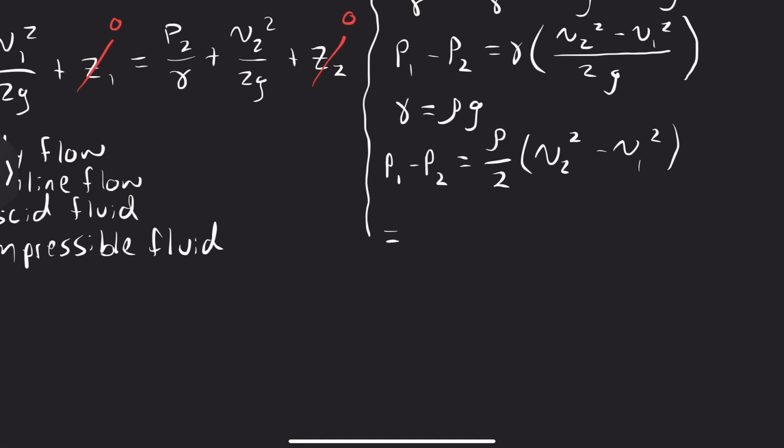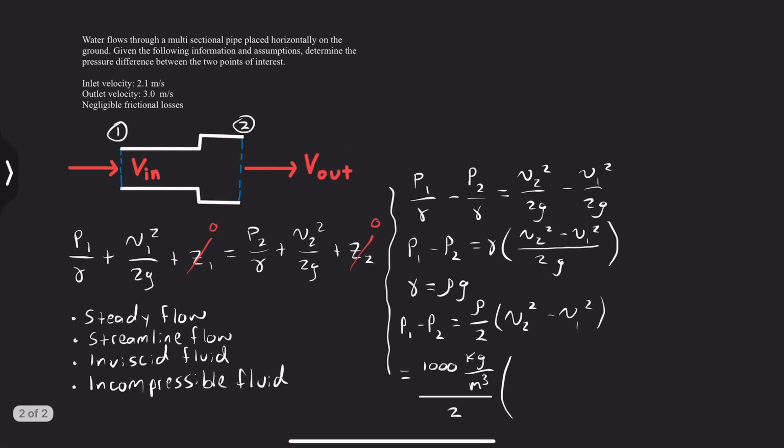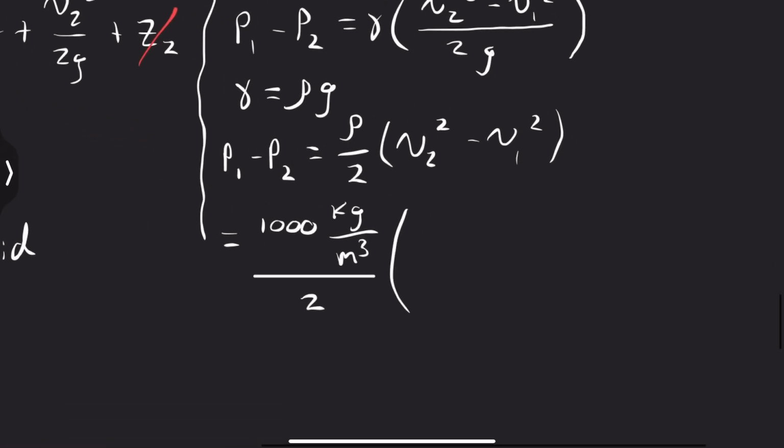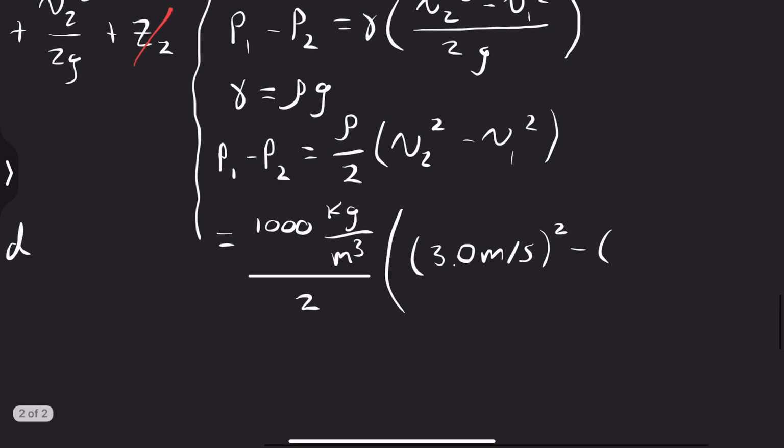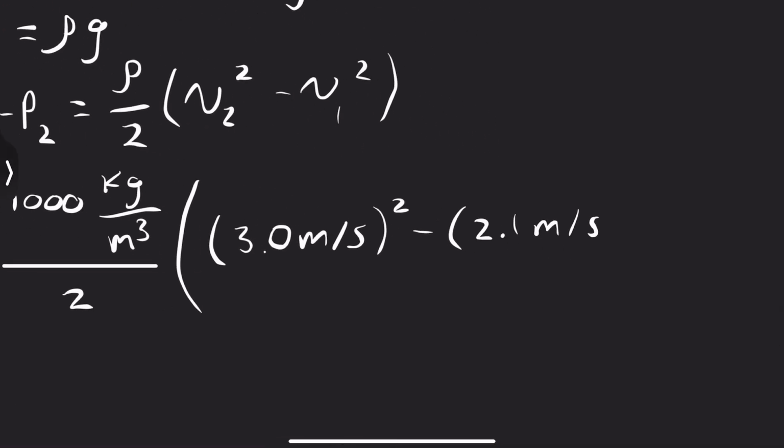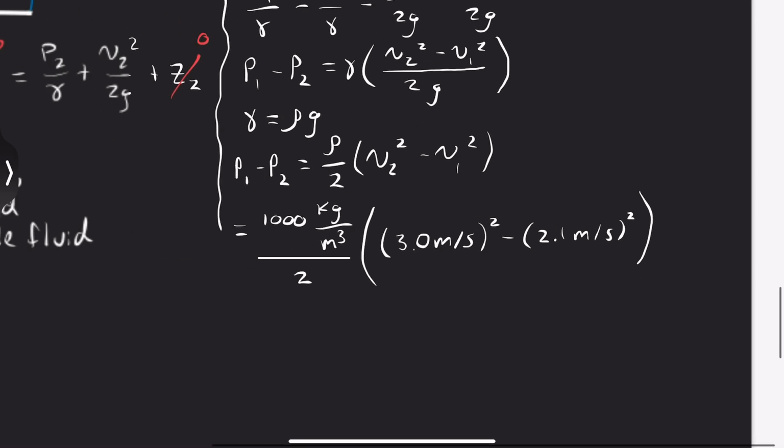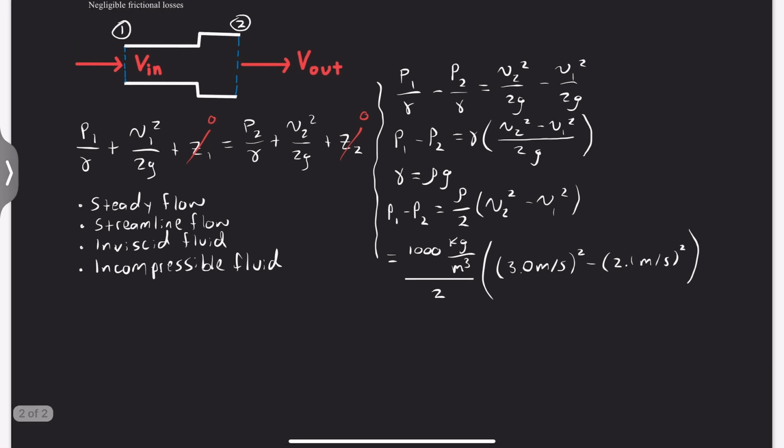So let's calculate. The density of water is approximately 1,000 kilograms per cubic meter. Dividing that by 2, multiplying this expression by our V2 squared, which would be our outlet, 3 meters per second, and our inlet velocity is 2.1 meters per second squared. And now P1 minus P2, use my calculator, 1,000 divided by 2 times the quantity 3 squared minus 2.1 squared.